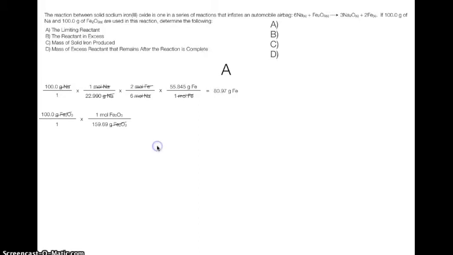Now cross out like terms. Next, again multiply by the molar ratio of iron to Fe2O3, 2 to 1. Eliminate the moles of Fe2O3. Finally, multiply once again by the molar mass of iron over 1 mole of iron to cancel out moles and convert to grams. Your answer should be 69.94 grams of iron. Obviously, 69.94 is less than 80.97, so Fe2O3 is the limiting reactant in this chemical equation, which means automatically that Na is the excess reactant.